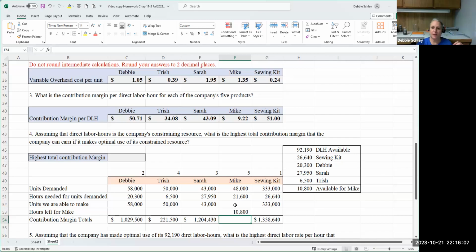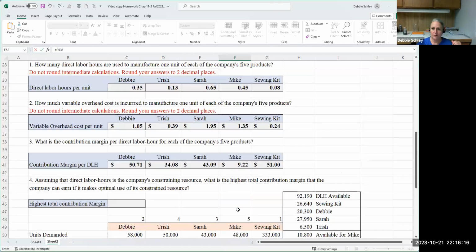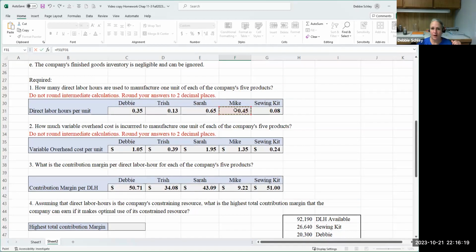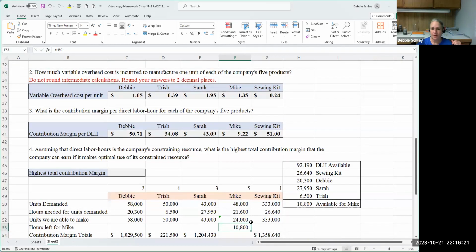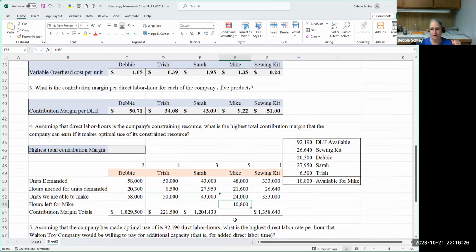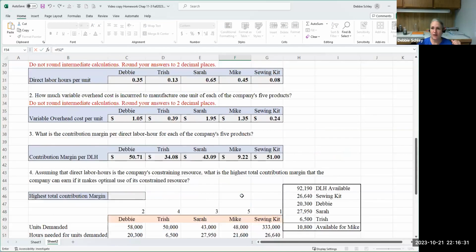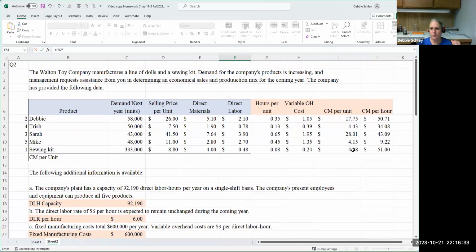But to figure out how many units we can make, we take the hours left over divided by the direct labor hours per unit. And that tells me I can make 24,000 units of Mike. And so I will take the 24,000 and times that by the contribution margin per unit for Mike.